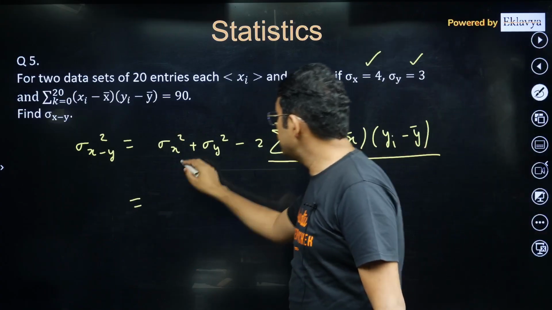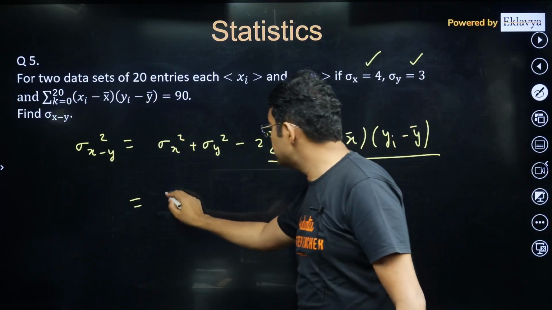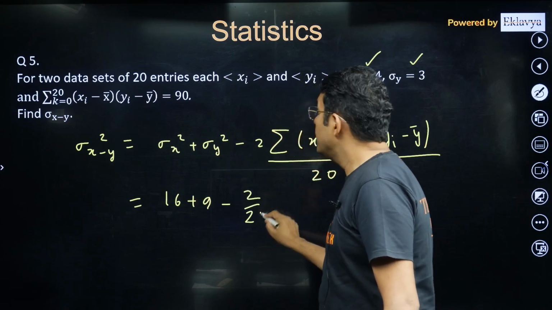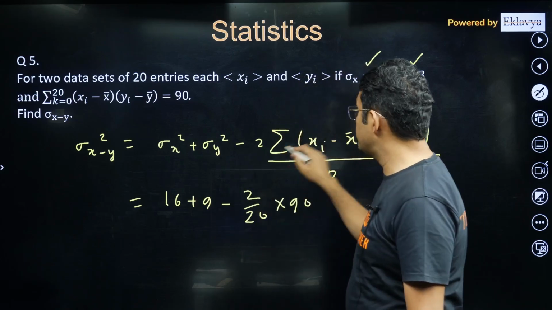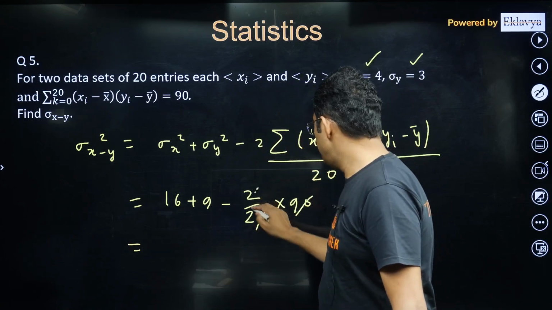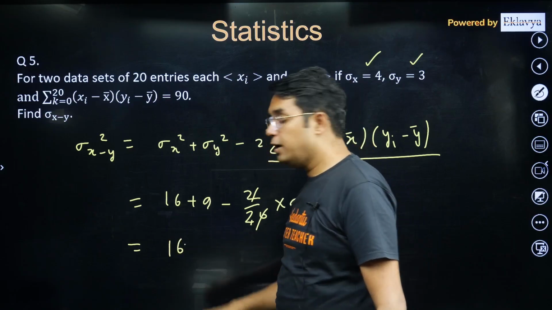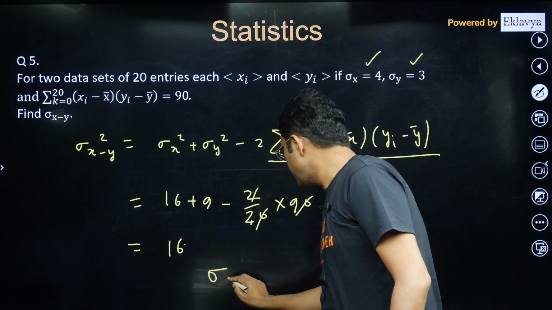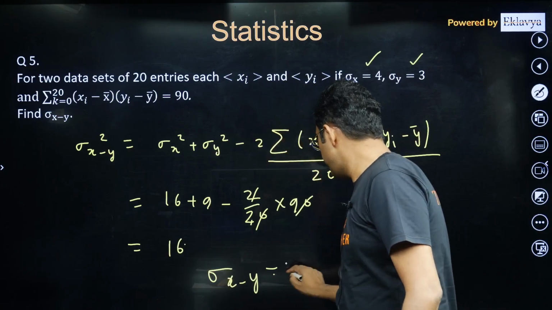So you will be getting sigma x square as 16 plus 9 minus 2 upon 20, and here we are given this summation as 90. So that will be only 16. So again the answer is 16. If you are looking for sigma, it will be 4. Sigma x minus y will be 4.